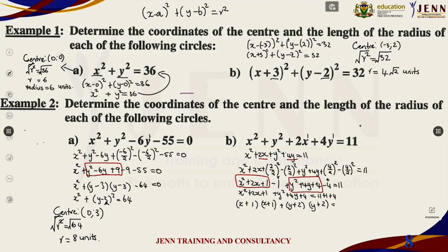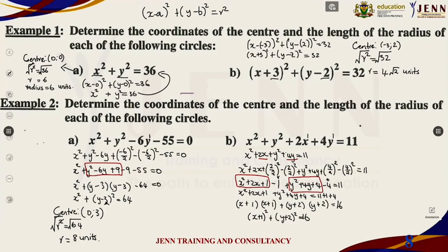Then on our right hand side, we have what? We have 11 plus 1 gives us 12. 12 plus 4 gives us 16. 16 is our r squared, not our radius. Look now, we are having 2 identical brackets. What can we do? Write 1 identical bracket, but to the power of 2. Don't forget that exponent 2. We do the same: y plus 2 close bracket to the exponent of 2 equals 16.